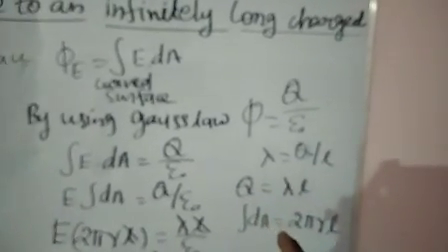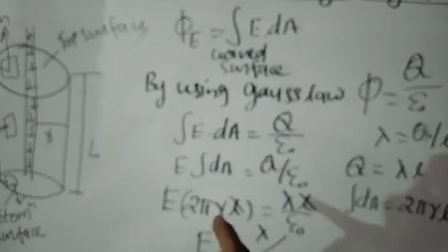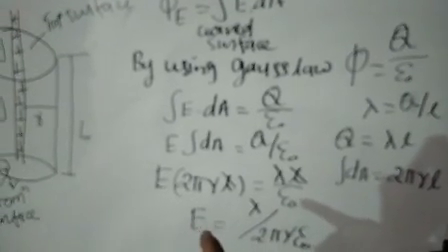So linear charge density lambda equals Q by L. From this equation, Q equals lambda times L. The integral of dA represents the total area of the curved surface, 2 pi r L. So substitute this Q value and dA value in this equation. E times 2 pi r L equals lambda L by epsilon naught. So cancel L. We obtain the electric field E equals lambda by 2 pi epsilon naught r.